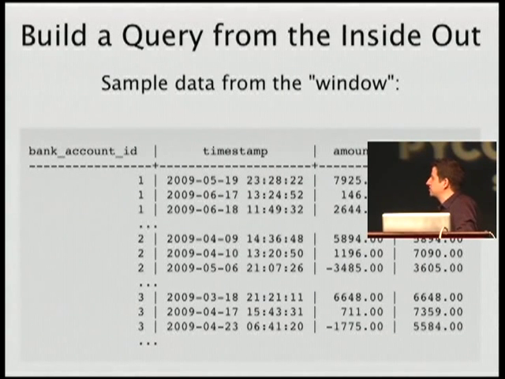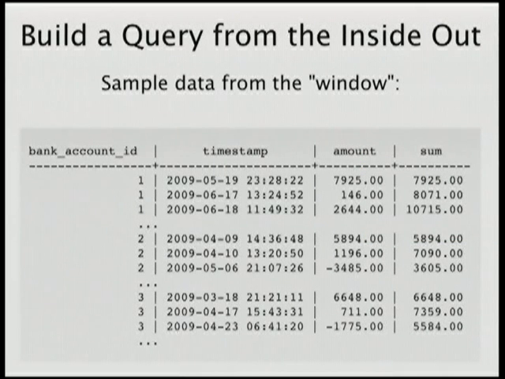So this is what that data looks like. For bank account ID number 1, those timestamps are individual debits or credits to that bank account, and those are the amounts, 7,925, 146, and then on the right we have the sum as a running total as it goes. And then you have bank account ID number 2 and 3. So what this query is giving us is every possible balance for every bank account that has ever been in the system. So it's every balance for every timestamp that the balance was unique.